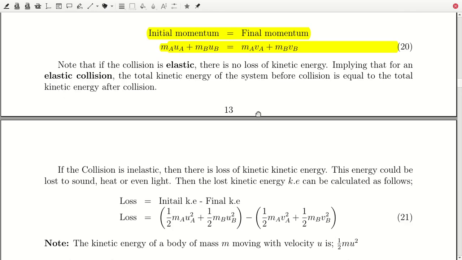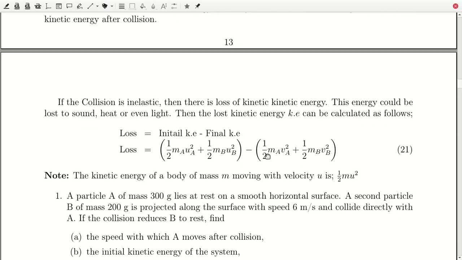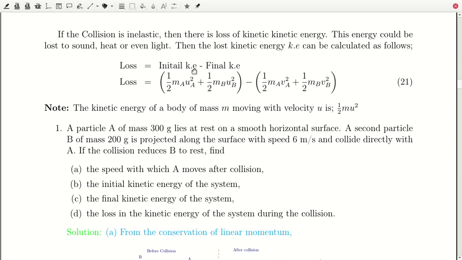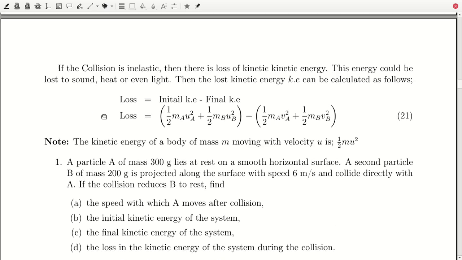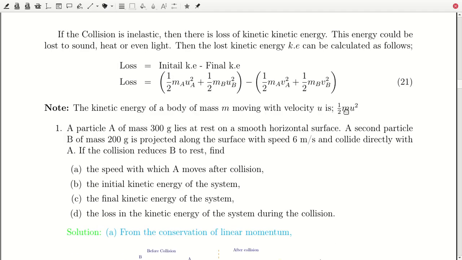Now during collision, however, sometimes the collision can be elastic, and when it is elastic, it means there is no loss of kinetic energy. Then if it is not elastic, there will be some loss of kinetic energy, and the loss of kinetic energy can be calculated by getting the initial kinetic energy minus final kinetic energy. In some cases there is a gain in kinetic energy, so if there is a gain, you now get final kinetic energy minus initial kinetic energy. Kinetic energy is just energy and is measured in joules. So the formula for kinetic energy, as usual, is just a half mass times velocity squared.